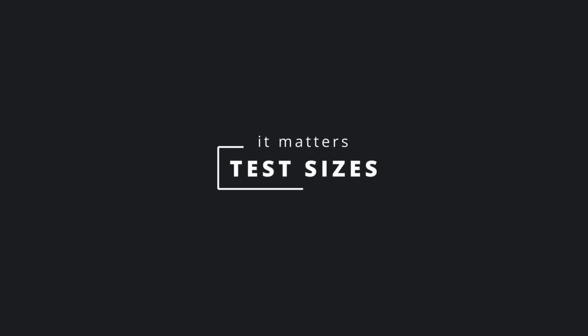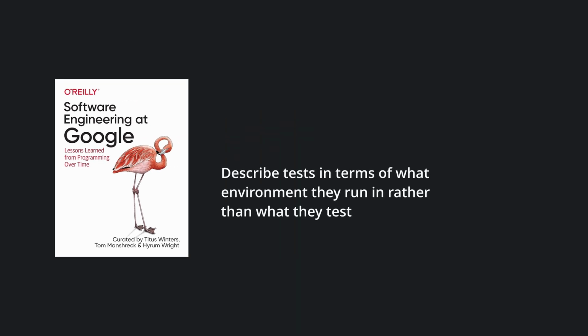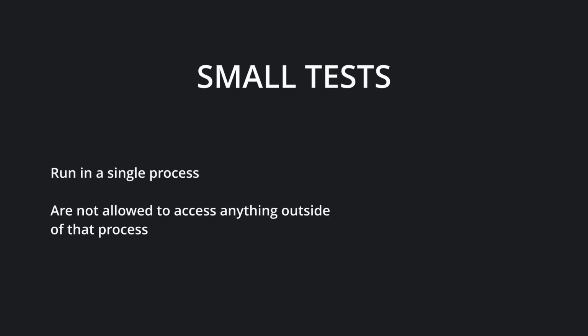Throughout this video, I will be referring to three different sizes of tests: small, medium, and large. This nomenclature is taken from the excellent book Software Engineering at Google and allows us to describe tests in terms of what environment they are run in rather than what they test. Small tests run in a single process and aren't allowed to access any network or system resources outside of that process. This means it has to mock or fake all file system, network, and other kinds of external access. Small tests are very affordable and quick to run, and it is advisable to make tests as small as possible.